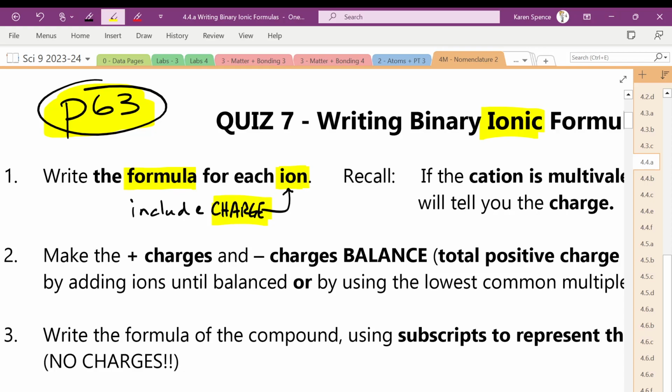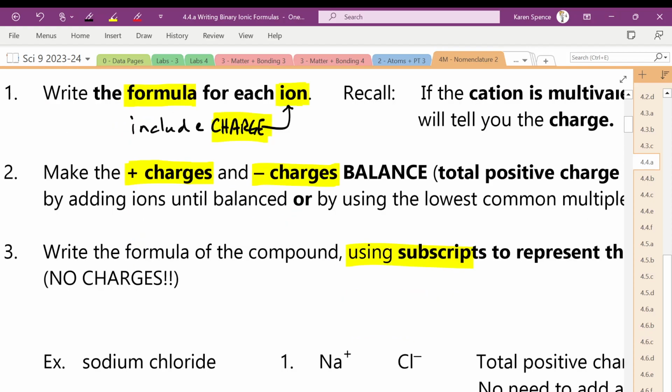Now, do you guys remember how much overall charge a compound has? What is the net or overall charge of a compound? Net charge of a compound is always 0. So this means you need to make your total positive equal your total negative. And then we write the formula of the compound using subscripts to tell us the number of atoms. So let's try an example here.